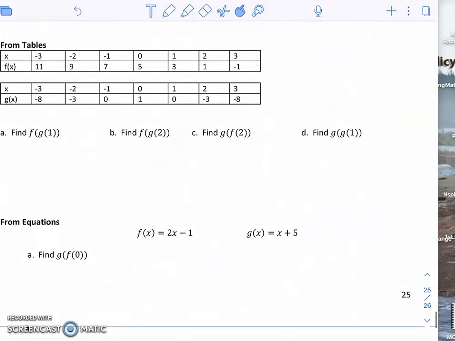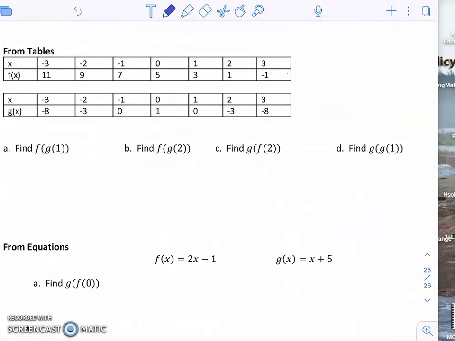So let's take a look from tables. It's the same thing from a table. We do the inside first. What's g of 1? Here's g of 1, it is 0. So this is really f of 0. Here's f of 0, and it's 5. So the inside first, g of 2. Here's g of 2. So this is really f of negative 3. And f of negative 3 is 11.